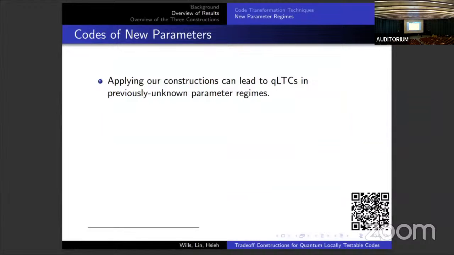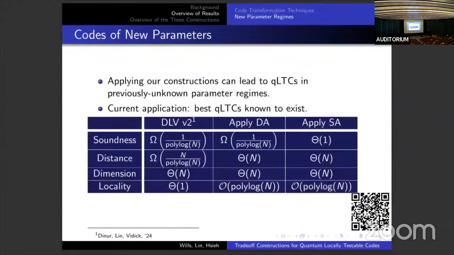But if you apply these in the right ways, you can get new quantum locally testable codes that were previously not known. So in particular, we want to apply these to the DLD work. So this is their version 2 that I showed earlier. And suppose you hit this with distance amplification. So you can push the distance all the way up to linear, and that maintains the linear dimension, which is nice. But then that comes at the expense of the locality, so the locality rises. If you then further hit this with soundness amplification, then you'll hit the soundness and push it up to constant where it wants to be, maintaining the linear distance and dimension, and the locality stays as well.